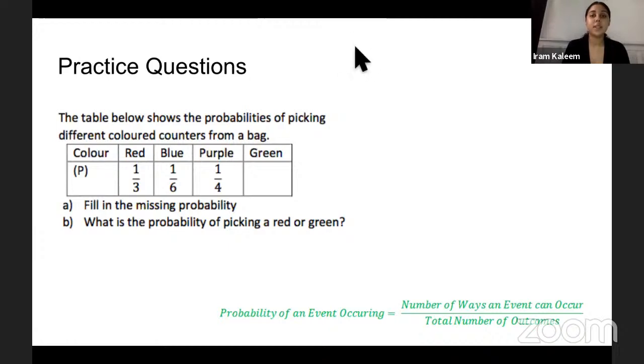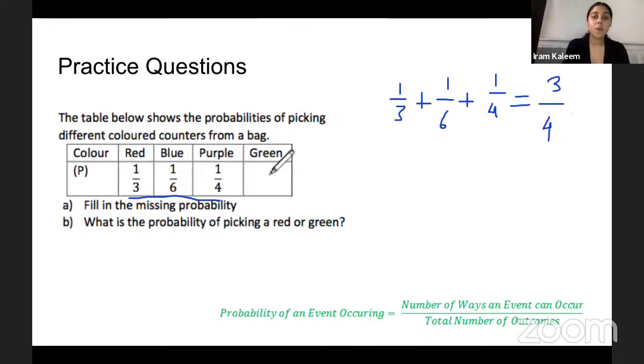All right, so again, we're using the same concept. We're using the idea that probabilities add up to 1. So if you add up all these, 1/3 plus 1/6 plus 1/4. Well, we saw in the previous example that 1/3 plus 1/6 is a half. So if you add a quarter to that, you get 3/4. And then for the missing one, we subtract that from 1. So 1, take away 3/4 is just a quarter.